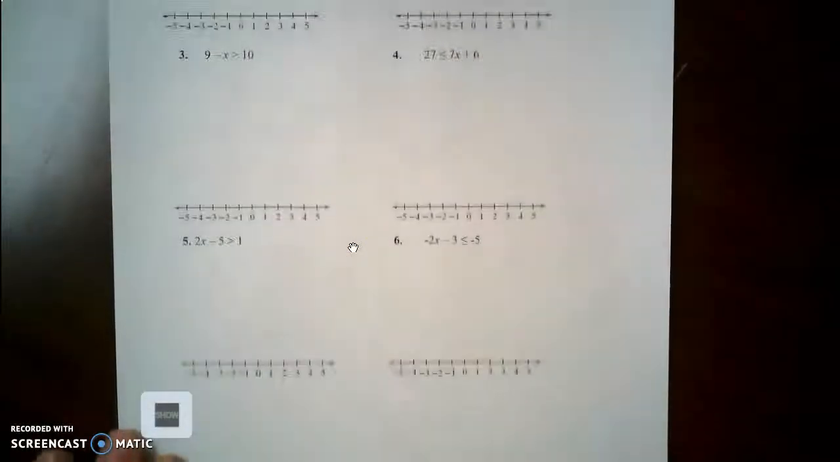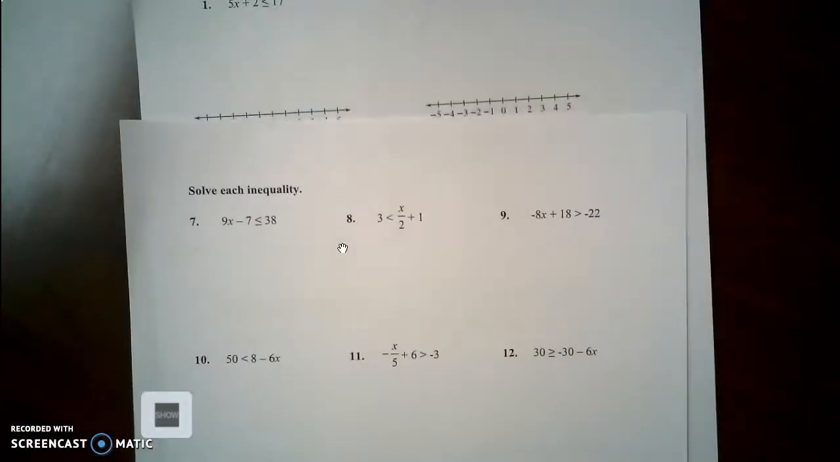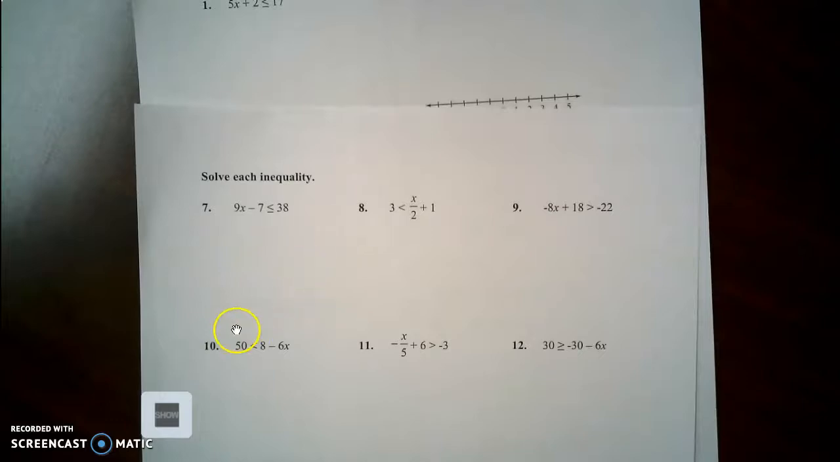Okay, so that's essentially solving two-step inequalities. The assignment looks like this. I'll zoom out. So there are 8 on this side, 6 on this side, and then we have some on this. I think it'll go to 12. And you don't have to graph these. There's no number line, just solve.